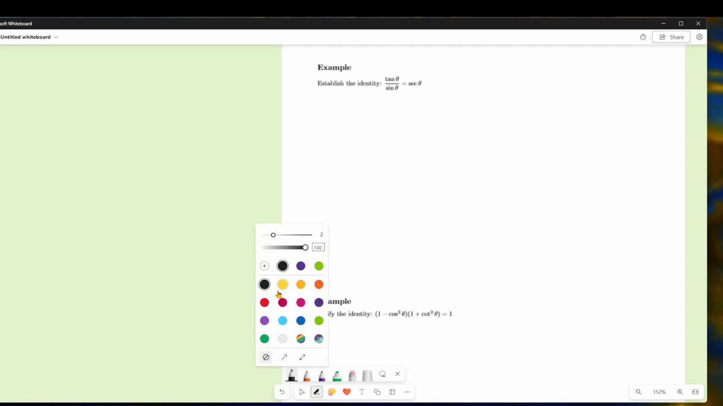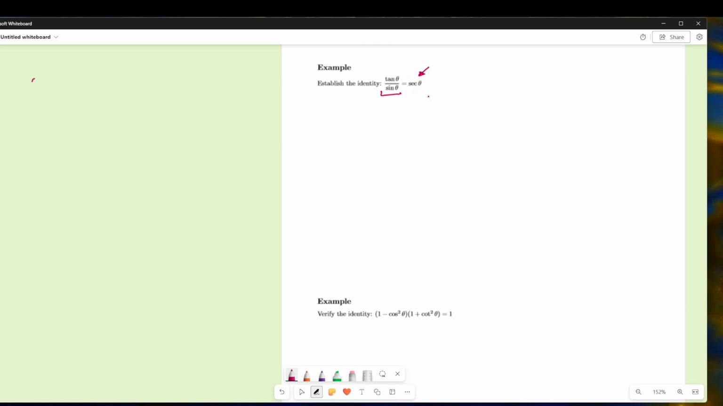But how we're going to go about these, we just want to pick one of the sides and manipulate it to look like this other side. So we want to build tangent theta over sine theta into secant theta and show that these two things are equal. As I said, we're going to generally start with the more complicated side, which is why I'm saying we're starting with this side, and we want to show the other.